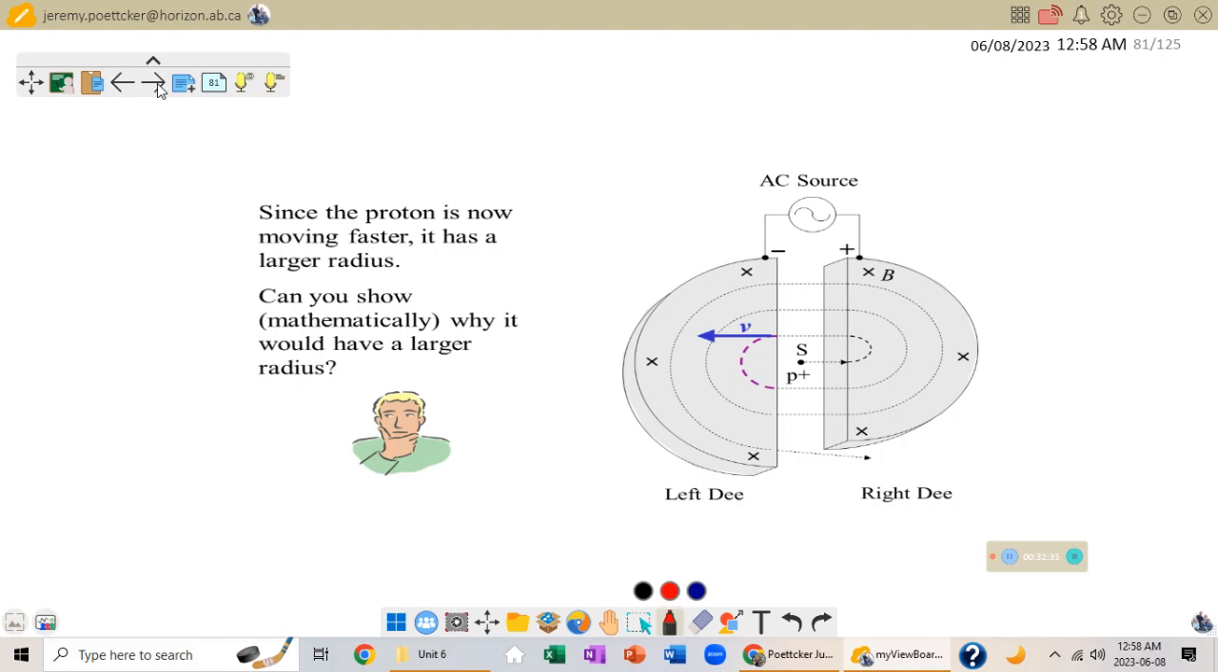Could you show mathematically why it would have a larger radius? There are a few ways you could go about doing this, but one of them is to ask: what's the force acting on it in the magnetic field region? In the magnetic field region, there's one force acting on this thing, and that is the magnetic force. But F net is equal to mass times acceleration. Again, this is in the magnetic field region.